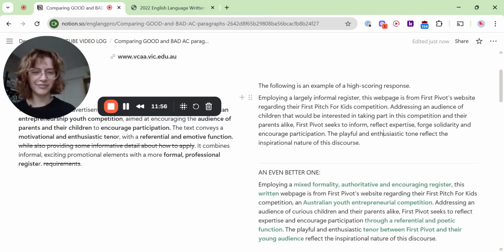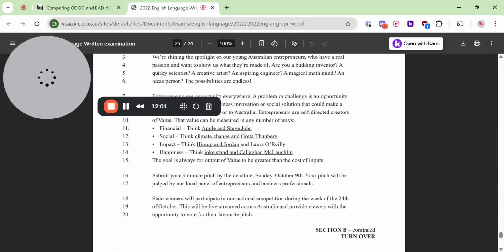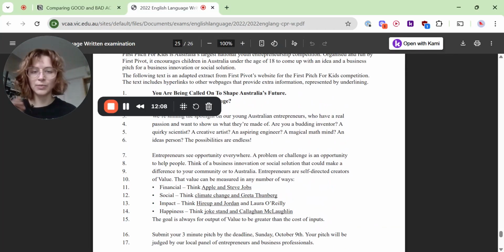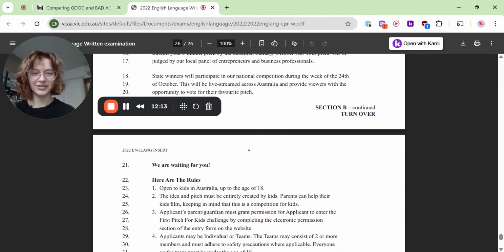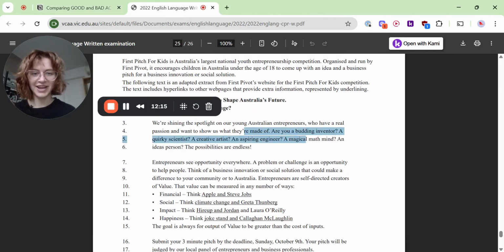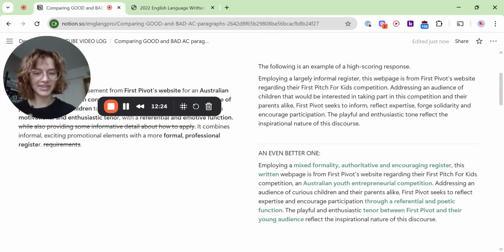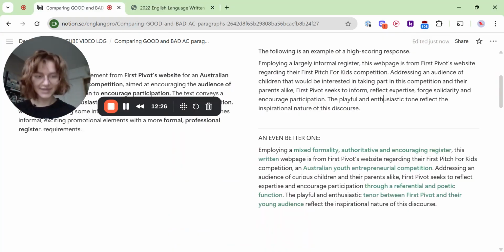Yeah, I think there are definitely both emotive and poetic functions here. When they talk about this sort of thing, with a bit of parallelism almost, yeah, it's definitely both. We've got, "Are you a budding inventor, quirky scientist?" Quite emotive as well as poetic, so they would let both of those slide. The playful and enthusiastic tenor between First Pivot and their young audience reflects the inspirational nature of this discourse.